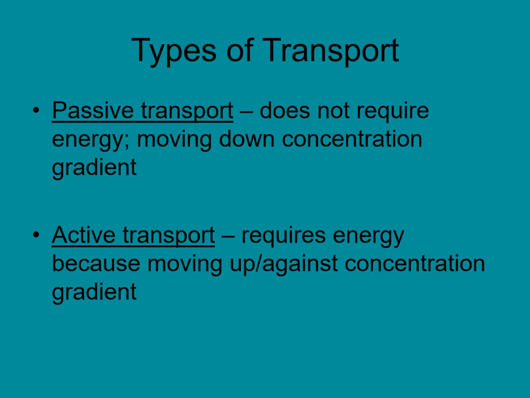So how do you move things across that membrane? Well, there's two major categories of types of transport: passive transport and active transport. Passive transport. This does not require any energy to move things. And why is that? It's because you're moving down your concentration gradient. You are moving something from an area of high concentration to an area of low concentration. From a chemical standpoint, that's the way it wants to move.